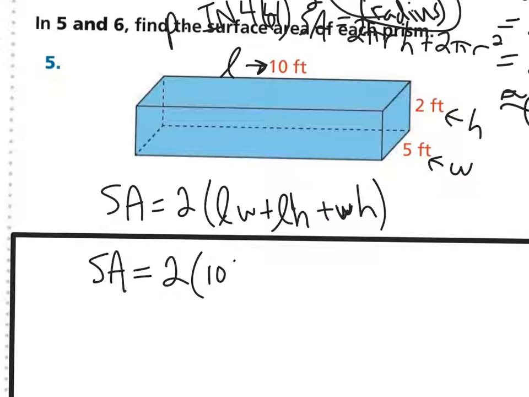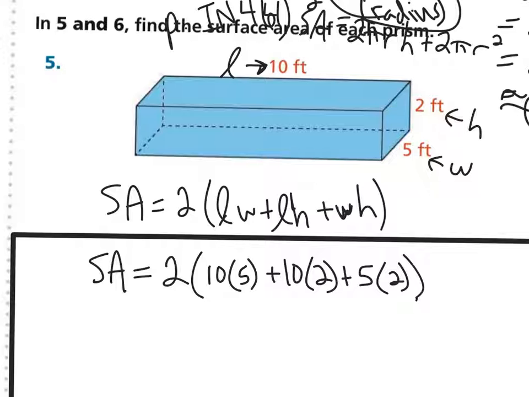So 10 is our length, 5 is our width. 10 is our length, 2 is our height. 5 is our width, 2 is our height. And again, this formula comes about because we have 6 sides, 2 sets of each side: top and bottom, front and back, left and right.